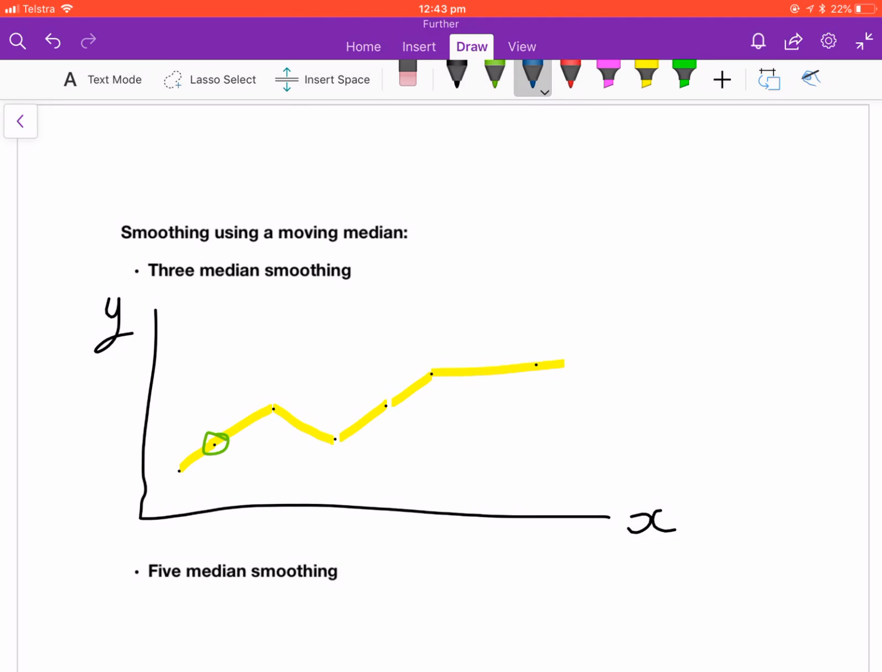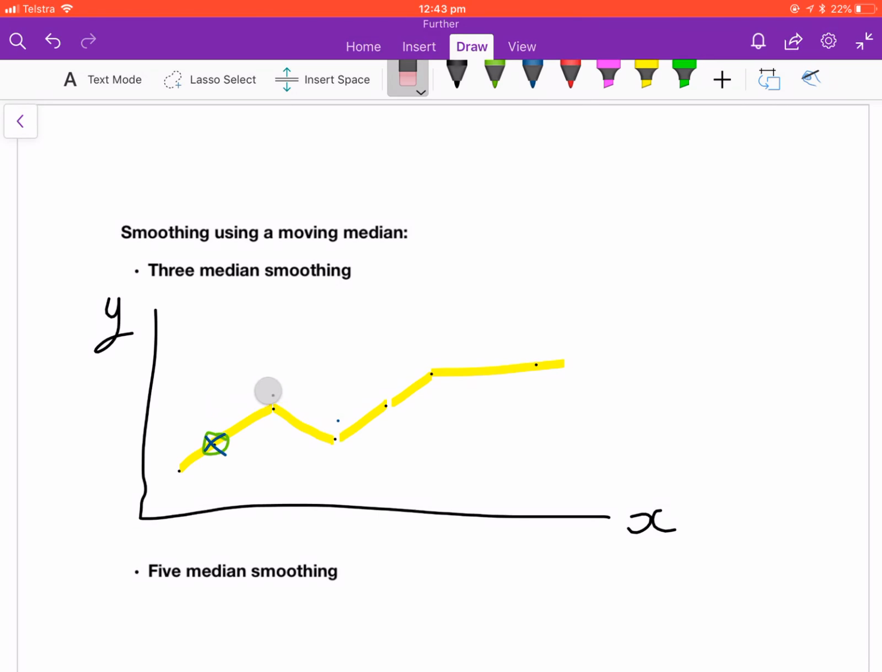So in this case, the middle value is the value of this second point, so we'll mark it with an X. Looking at the next one, the middle value, so this point here, here, and here, we're looking at these 3 points of 1 either side.